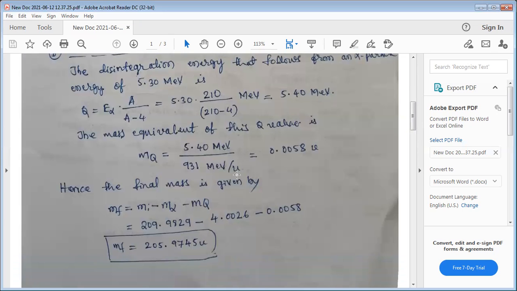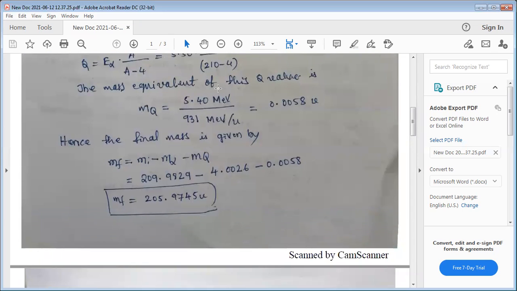Next, the mass equivalent of this Q value is equal to 5.40 MeV divided by 931 as a conversion factor. So we get the mass equivalent as 0.0058 units. This is the mass equivalent.